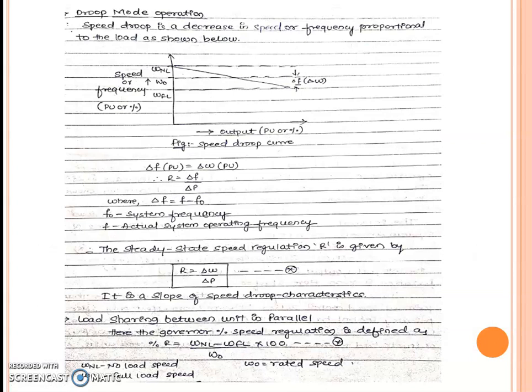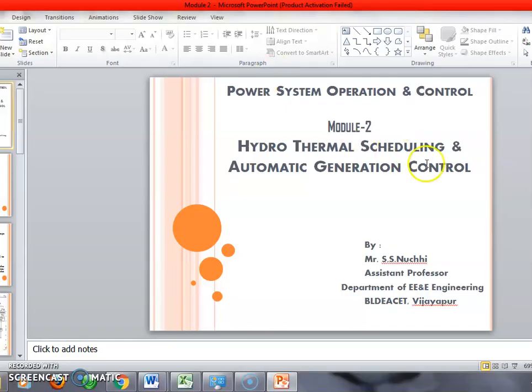Next comes the droop mode operation. Here the speed droop is a decrease in speed or frequency proportional to the load as shown below. That is, whatever the output you are having, the speed from no load to full load will be in a decreasing manner. For that purpose it is called droop mode operation. And whatever we are having from ω0 to ωFL, that is what we are calling the change in the speed and it will be indicated as delta omega. This figure shows the droop mode characteristic curve of the system.